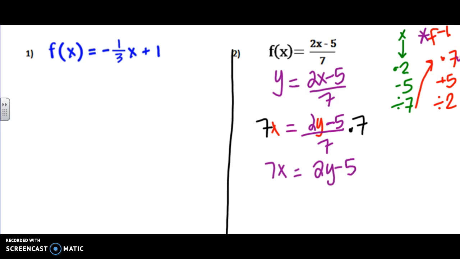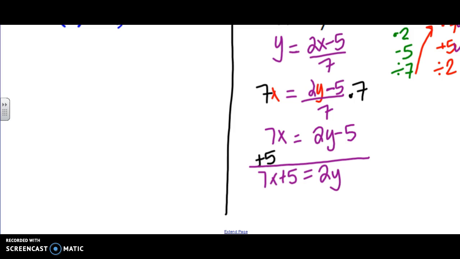So that took care of this step. And now I'm going to likewise add my 5 to the other side. So it's now going to then build this side up as I tear down the other side. So I have 7x plus 5 now equals 2y. So again, now we've taken care of that plus 5. And last but not least, we have to divide everything over here by 2. And so when we do that, we get the equation y equals 7x plus 5 all divided by 2.